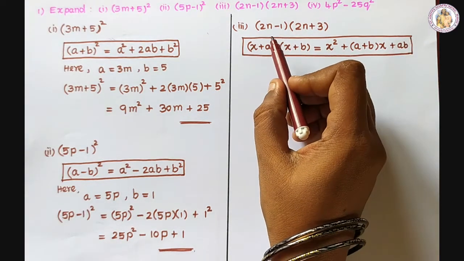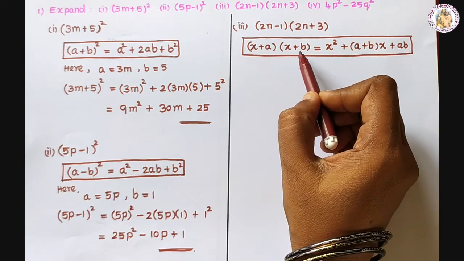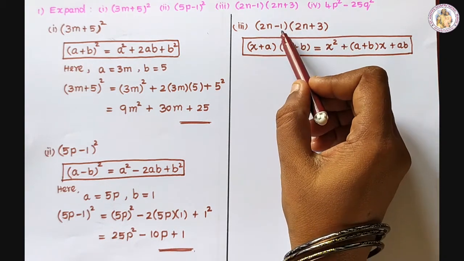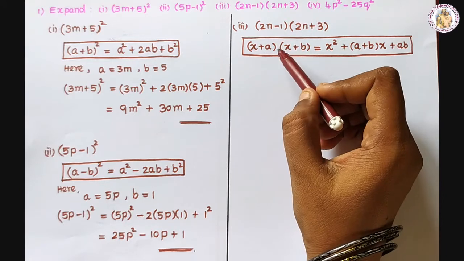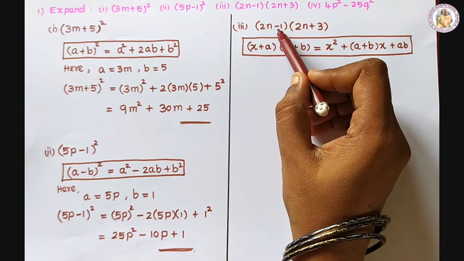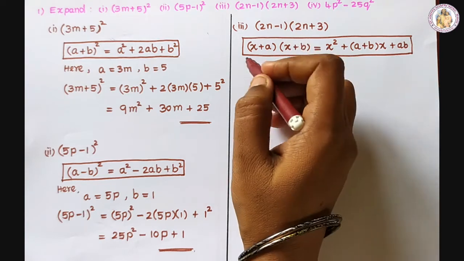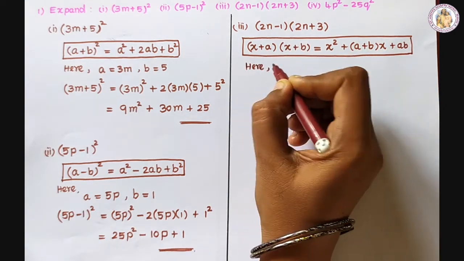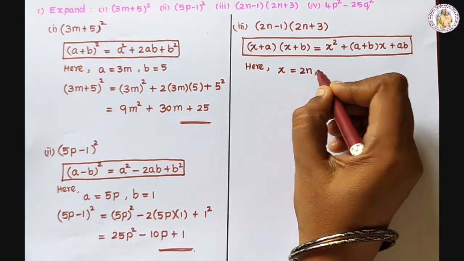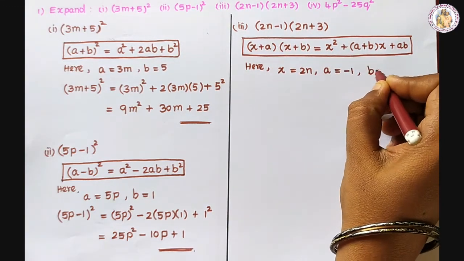Keep it in your mind. (x + a)(x + b) is the formula. Here minus is there. Plus means no problem, a equal to that number. But here we take the value of a, that is minus 1. There is minus, so take the sign also. So here x equal to 2n, a equal to minus 1 and b equal to 3.